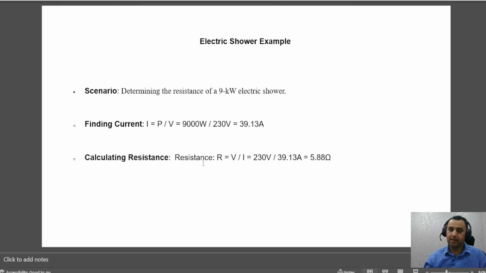39.13 amps. Then again, to get the resistance value, it's that simple now. We need to keep R this side and keep the voltage on top and divide by the current, and we will get the resistance value of this electric shower, 5.88 ohms. That's it. Thank you very much.